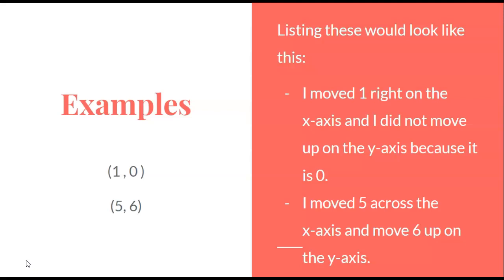The second one is 5, 6. So you moved 5 across the x-axis and you moved 6 up on the y-axis because 5 is in the x, so we're moving across the x first, and then 6 is in the y, so you're moving 6 up. Notice I put them in the exact order I would go, moving 5 across first and then moving 6 up. I didn't move 6 up and then 5 over. I moved 5 over and then 6 up. So not only are you going to be plotting points today, but you also are going to be listing what you did to plot that point. Just taking it a step further to be able to explain and understand how you got there.